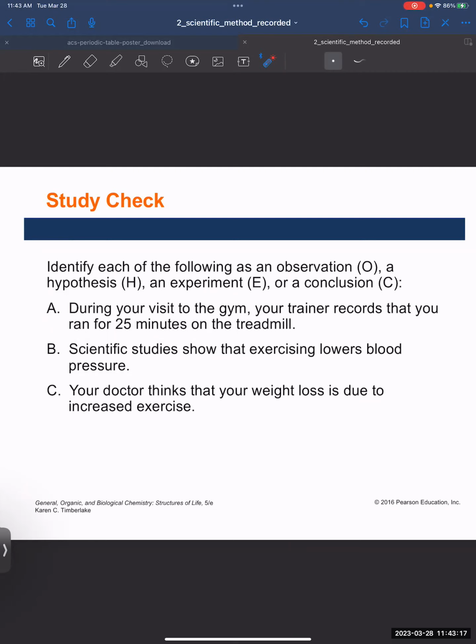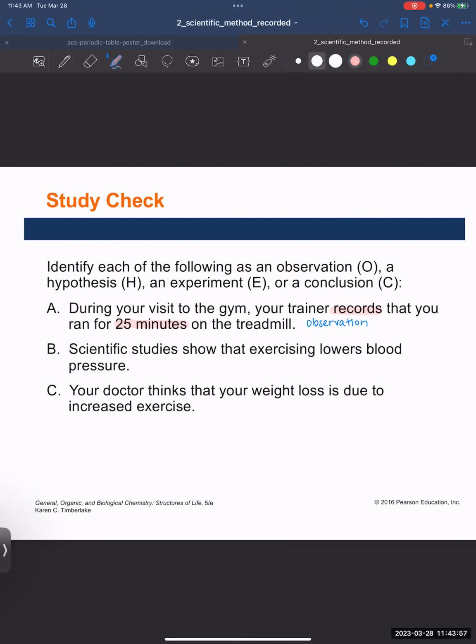All right, part A. During your visit to the gym, your trainer records that you ran for 25 minutes on the treadmill. So this is an observation. A lot of times with observations we will see in this class involve measurements. And so when you hear the word record and some data being recorded, like 25 minutes, then this is a great example of an observation.